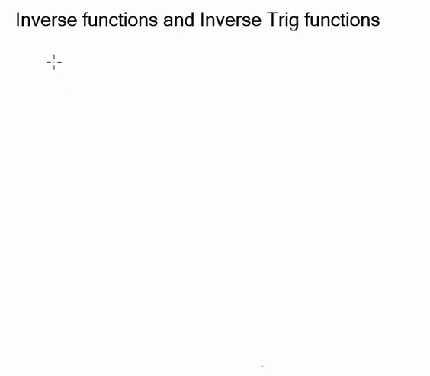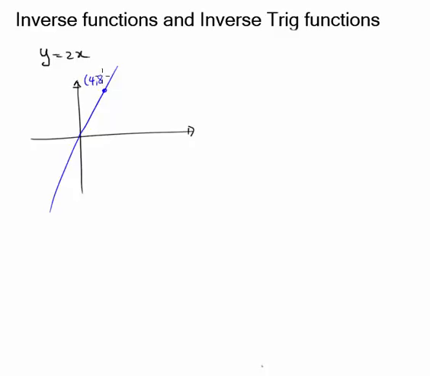Okay, so when you plot y equals 2x, then you get a straight line with a gradient of 2. So that's going to be like this, okay? So this is y equals 2x with a gradient of 2, and it goes through, for example, when x is equal to 4, 4 times 2 is 8. So the coordinate over here is 4, 8, for example. So this is the x-axis, this is the y-axis.